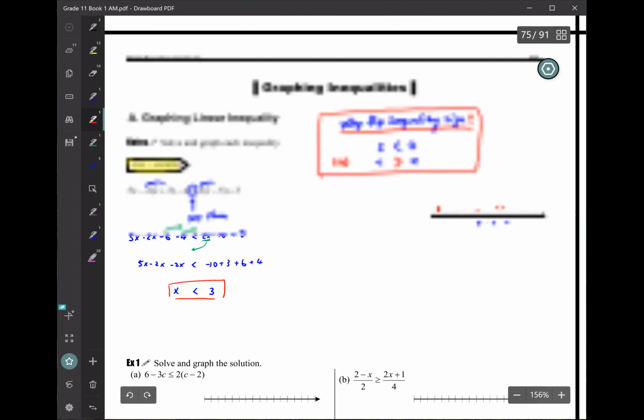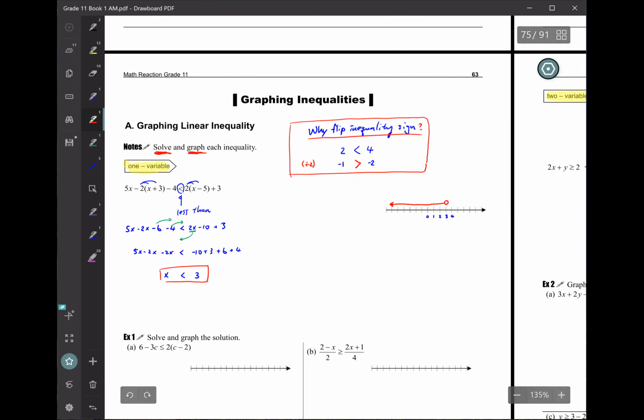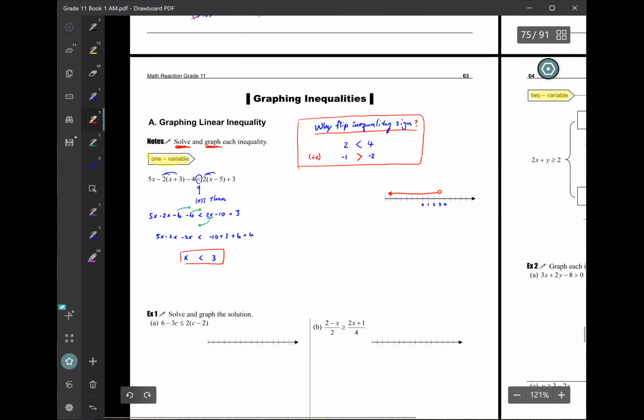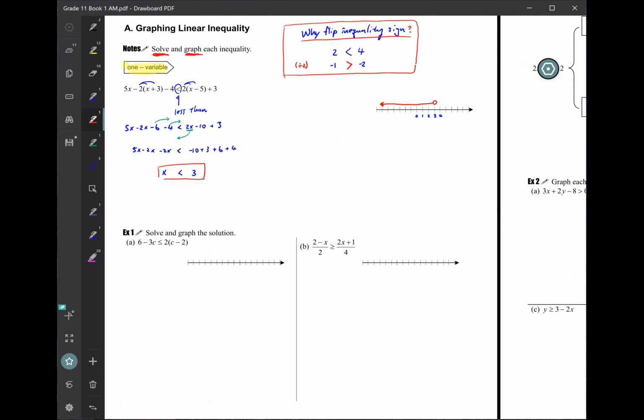So you can show the answer two different ways. If they say solve only, then x less than 3. And if they say graph, then you show it on the number line, okay? So I'll let you try question 1, A and B both, by yourself. And also complete the number line too, okay? So you can raise your hand when you finish question 1.